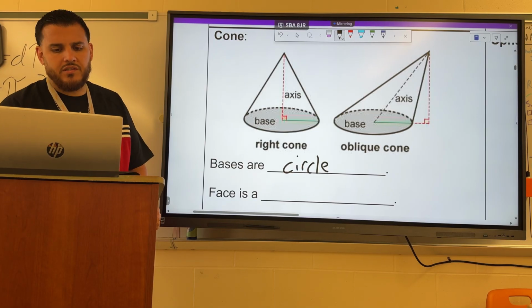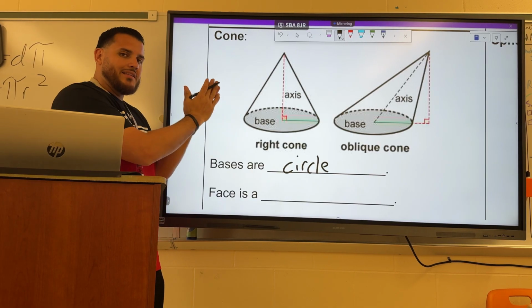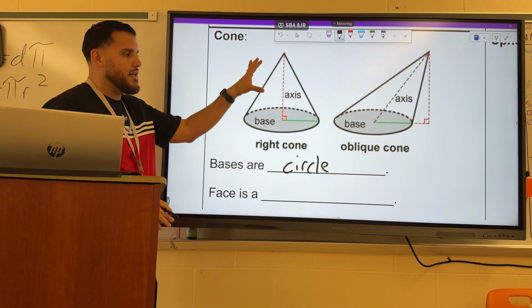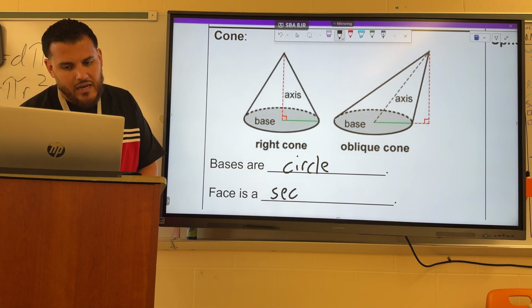Always a circle for the base. The face of that cone, if you were to open it up, would actually look like the sector of a circle. So it's not a triangle. The face is actually a circular sector.